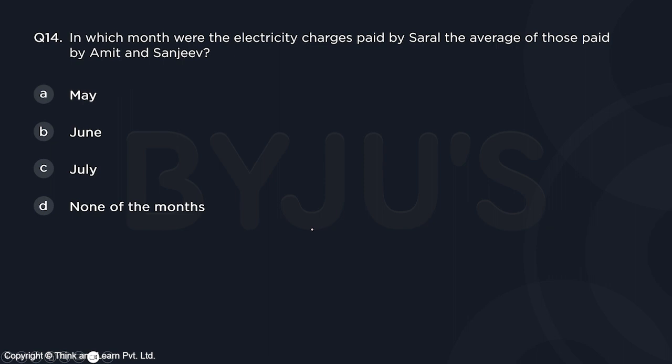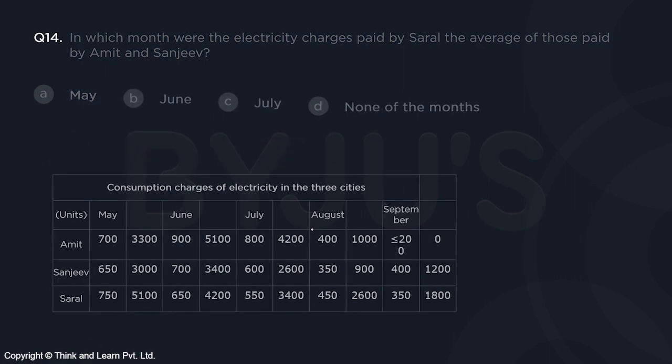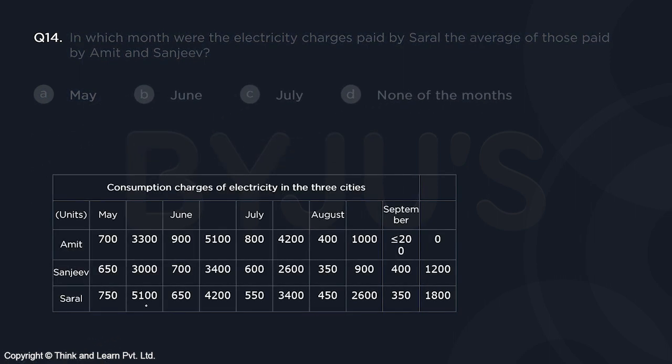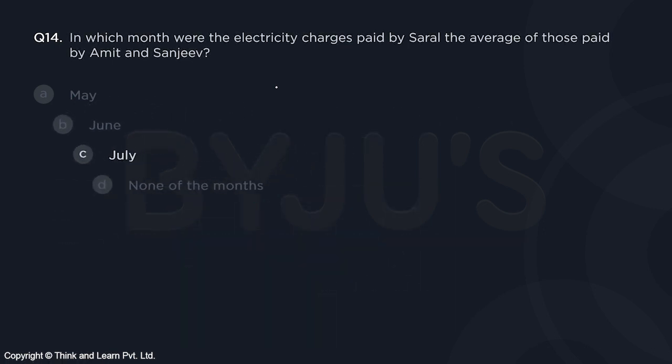In which month were the electricity charges paid by Saral the average of those paid by Amit and Sanjeev? So let's have a look at this. When are the charges paid by Saral the average of the other two? Is 5100 the average of the other two? No. Is 4200 the average of the other two? Let's have a look. 4 plus 1, 5, 5 plus 3, 8, 8500 divided by 2. It is not 4200. No. Is 3400 the average of the other two? Let's have a look. 4 plus 2, 6, 2 plus 6, 8, 6800 by 2. Yes. So in the month of July, I see it is the average of the other two. So my answer is option C, that is July.